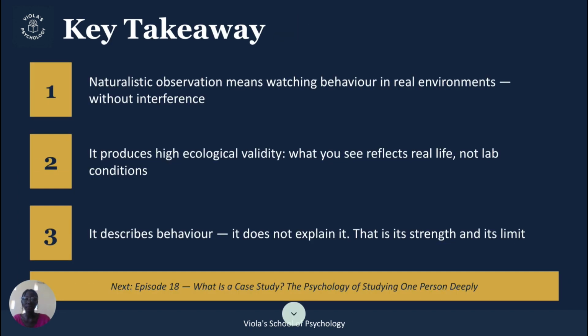So now we have gotten that into our head. So what is our key takeaway? Number one, naturalistic observation means watching behavior in a real environment without interfering. Number two, its strength is ecological validity, which is that what you observe reflects how people actually behave in the real world, not how they perform in a controlled setting. So measurement is mostly accurate in naturalistic observation when it comes to ecology.